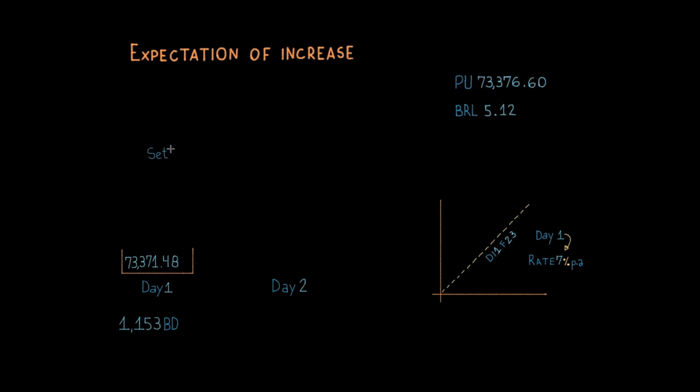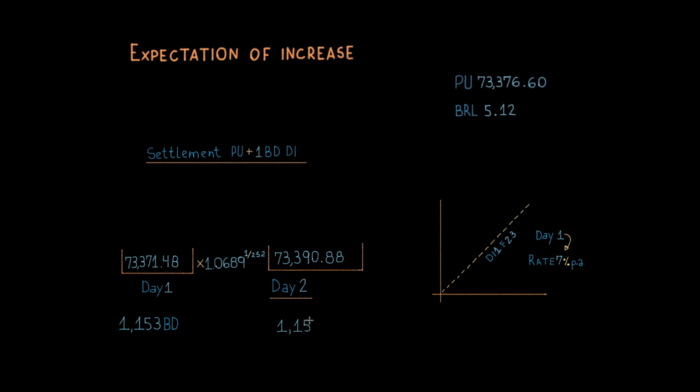As the settlement PU is disclosed on the previous day, adding 1 day of the updated PU for the next day will correspond to the value added by day 1 of the DI rate. Settlement PU, 73,371.48 times (1 plus the DI overnight rate at 6.89 divided by 100) raised to 1 over 252, resulting in 73,390.88, which is the short position PU at the opening of the market on day 2, equivalent to 1,152 business days before maturity.